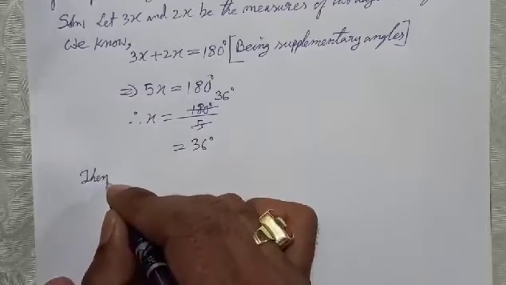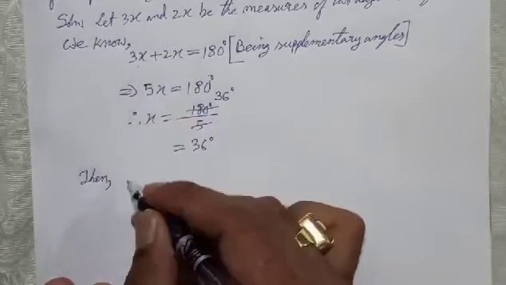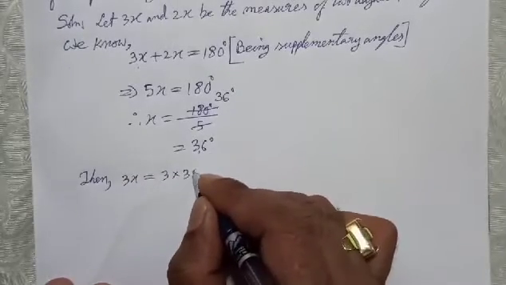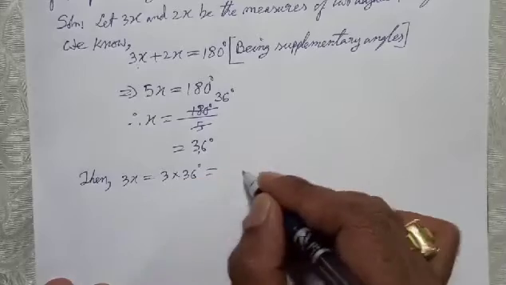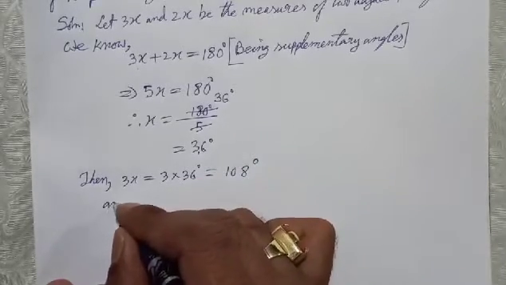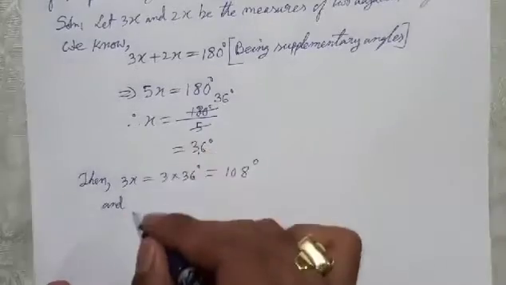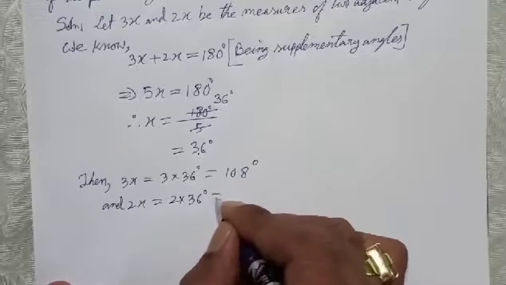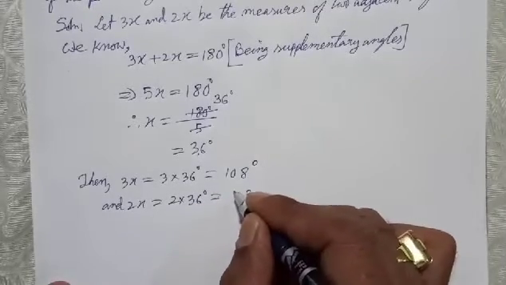Then let's find out 3x. 3 into x, that is 36 degrees: 3 sixes are 18, 3 threes are 9, so 108 degrees. And let us find out 2x. 2 into 36 degrees: 2 sixes are 12, 2 threes are 6, so 72 degrees.